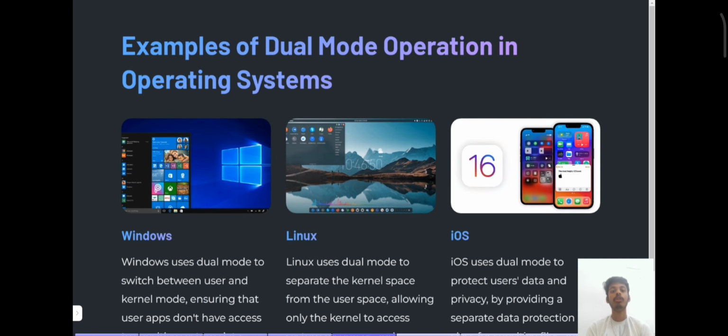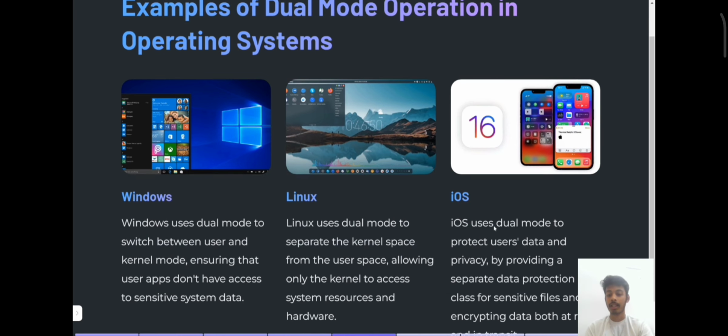Example of dual mode operating systems. Dual mode is used in Windows, Linux, iOS. Windows uses dual mode to switch between user and kernel mode, ensuring that user apps don't have access to sensitive system data. Linux uses dual mode to separate the kernel space from the user space, allowing only the kernel to access system resources and hardware. iOS also uses dual mode to protect users' data and privacy by providing separate data protection classes for sensitive files.